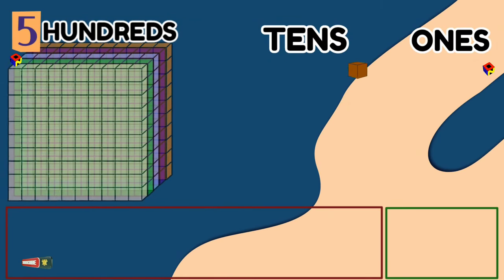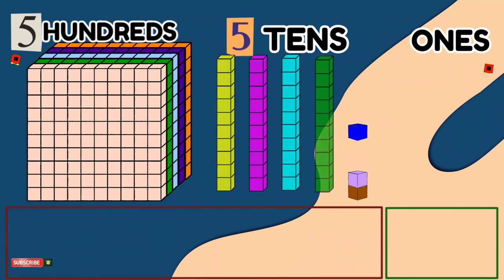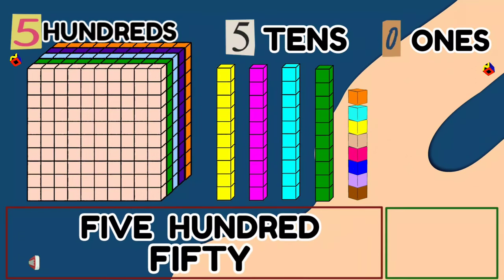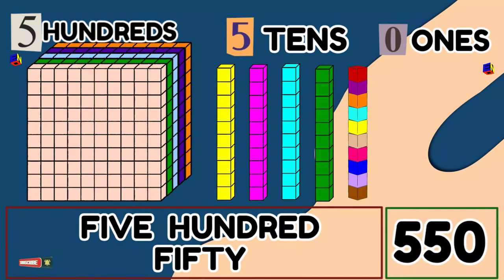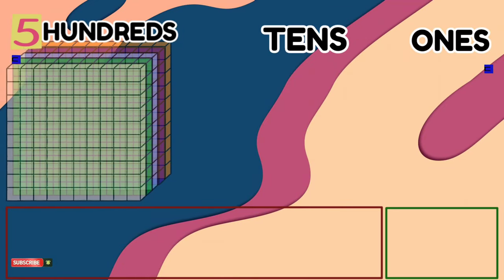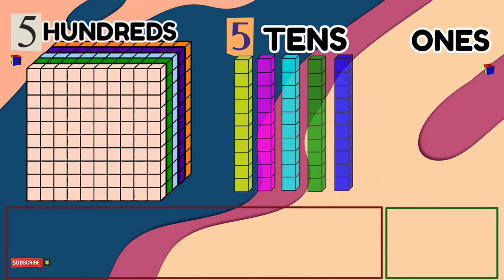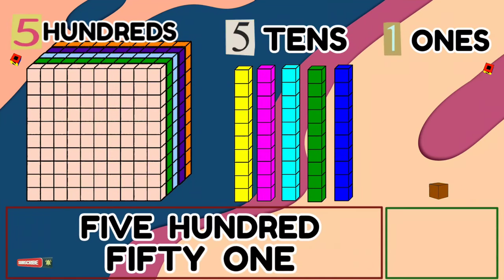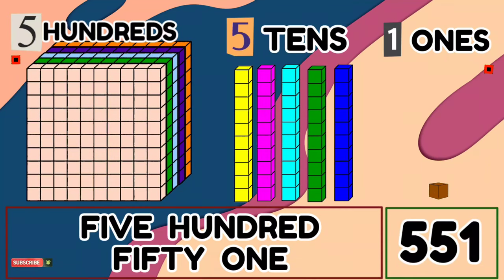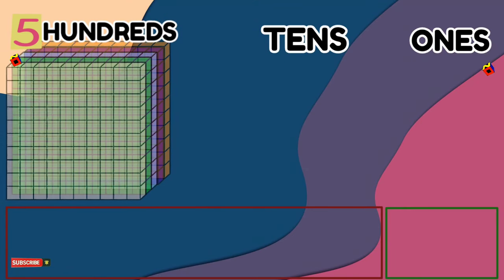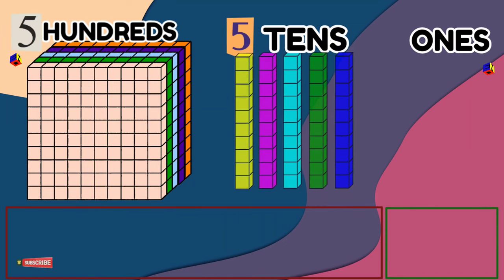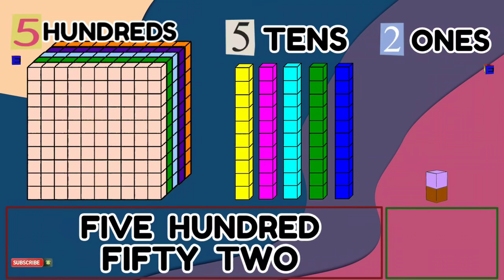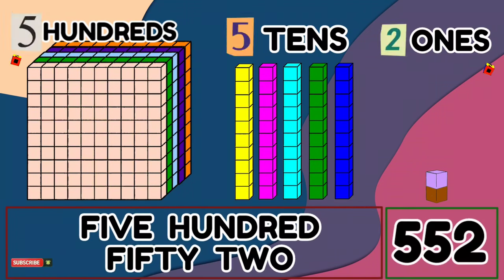549. 5 hundreds, 5 tens, and 0 ones is 550. 550. 5 hundreds, 5 tens, and 1 one is 551. 551. 5 hundreds, 5 tens, and 2 ones is 552. 552.